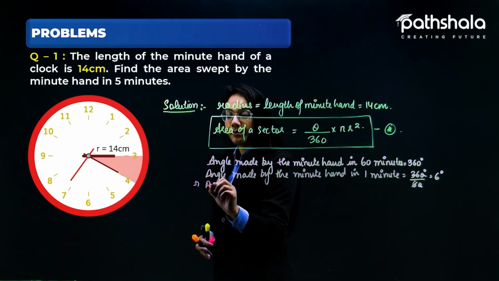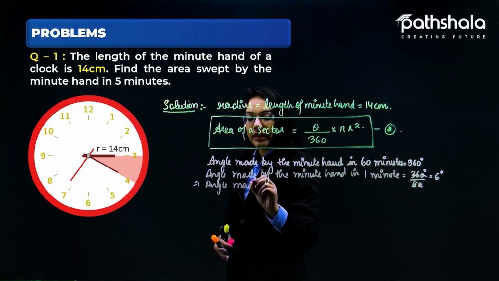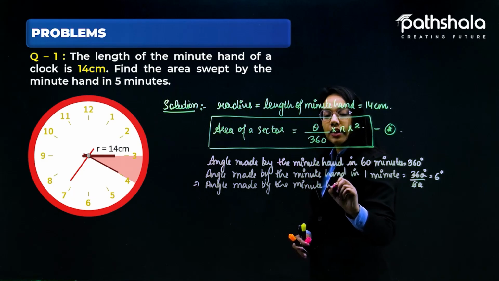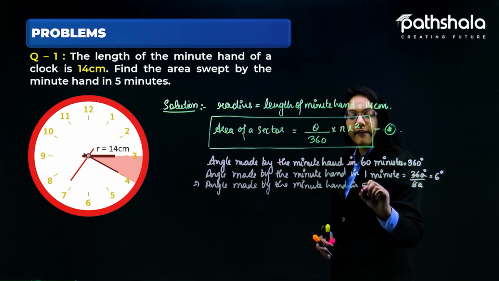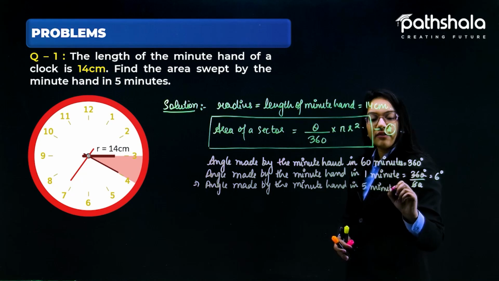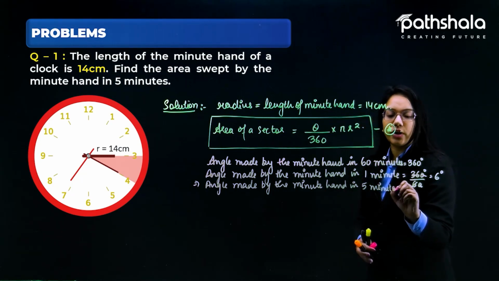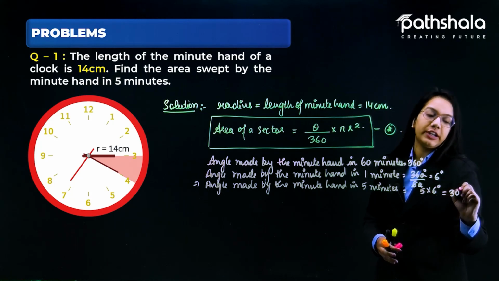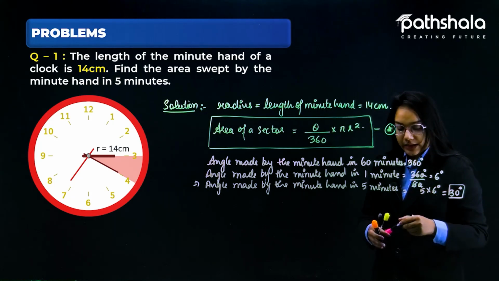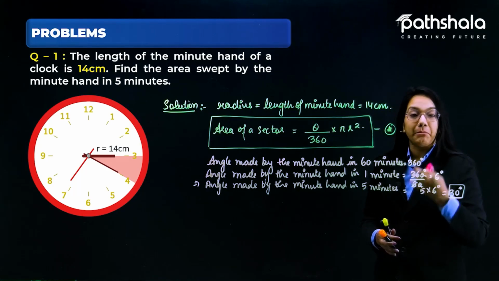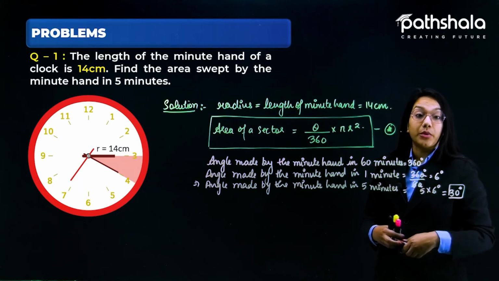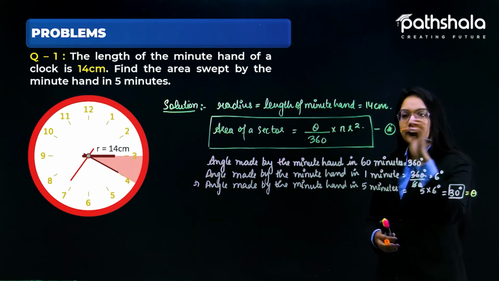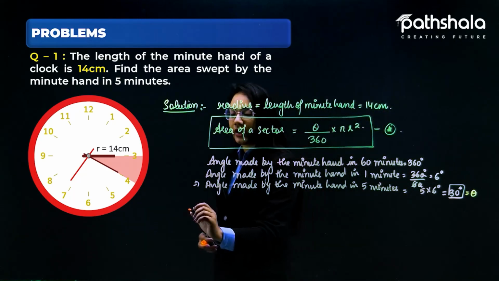So the angle made by the minute hand in 5 minutes should be equal to 5 into 6 degree, which is equal to 30 degree. Hence the angle that the minute hand is making in this particular sector is 30 degree. Now let's plug in all the values in this box and calculate the area of the sector.